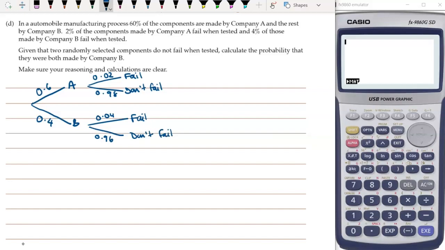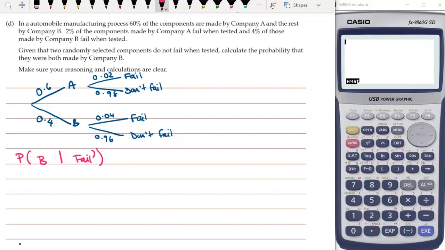Okay, now we want to randomly select 2 components. What's the probability that they were both made by company B? So let's just think about picking one component and what's the chance of it being made by company B. So we're working out the probability that we pick company B given that it did not fail. I'll put this as a fail with an apostrophe there.